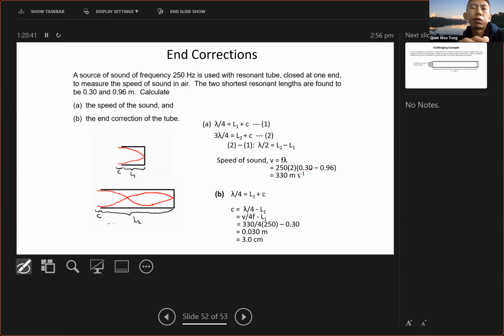Now, if you need to know the end correction, then you substitute, because you now already know enough about the wave. So substitute it into either equation, because earlier we didn't know what the speed was, or what the lambda was. So now we know what the lambda is. You can substitute back into either equation and we can solve.